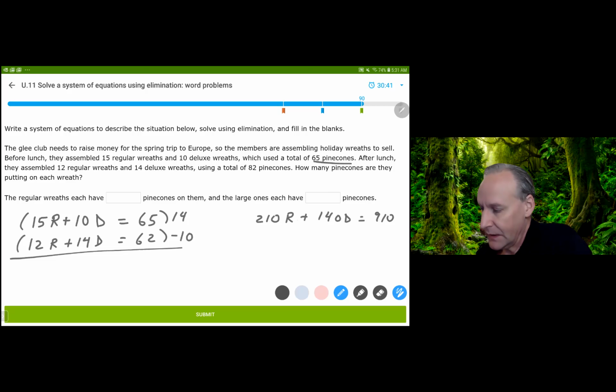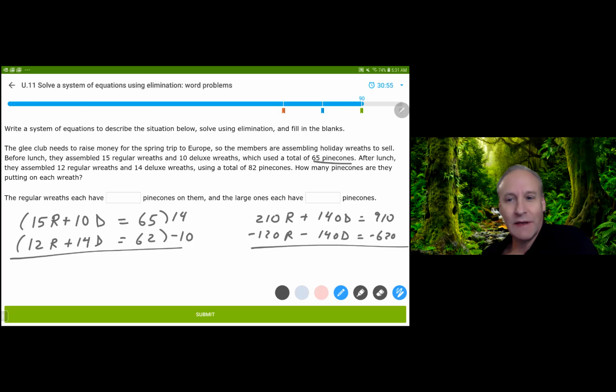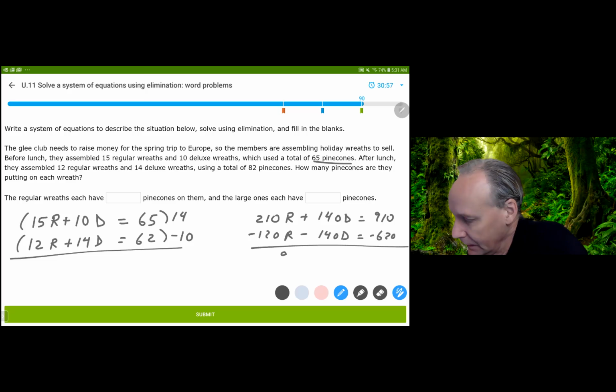All right. The bottom one, I definitely don't need to calculate it for. That's 120R minus 140D. The whole idea was to get rid of it, equals -620. And we do our subtraction, and we end up with 90R. That cancels, and we end up with, geez, I can't subtract today, 0. That's a 9, isn't it?